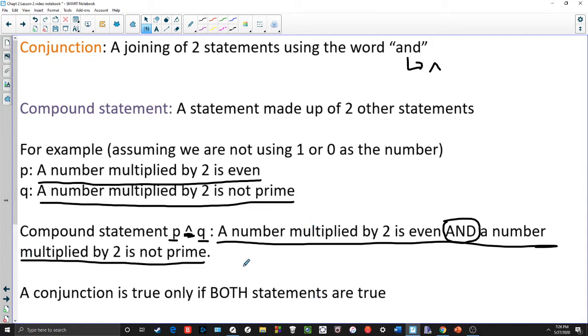And a conjunction is only true if both of the statements are true. So for instance, a number multiplied by 2 is even. Well, that's true. If we take a number and times it by 2, it's going to be an even number. And a number multiplied by 2 is not prime. That would also be a true statement, I believe. At least I can't think of a number off the top of my head where if you multiply it by 2, it's prime. So this would be a true compound statement because both its pieces are true. This first part's true, this second part's true, therefore the entire compound statement is true. If you can think of a counterexample for one of these, let me know and I'll change it. But I believe that that's correct there. And hopefully there's not a number escaping my thought.